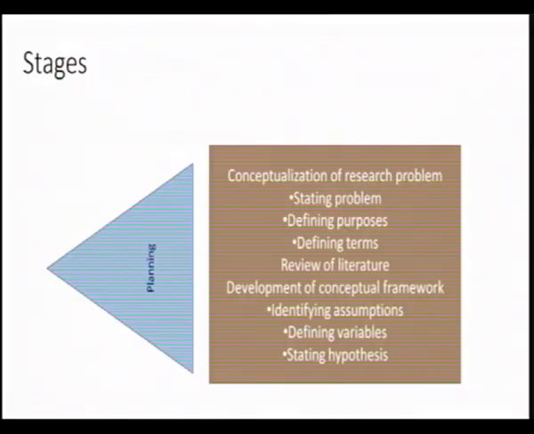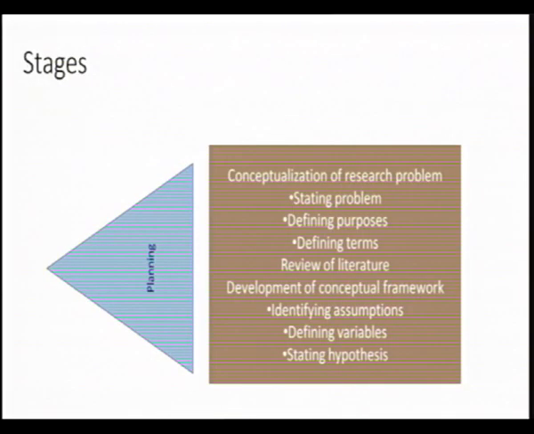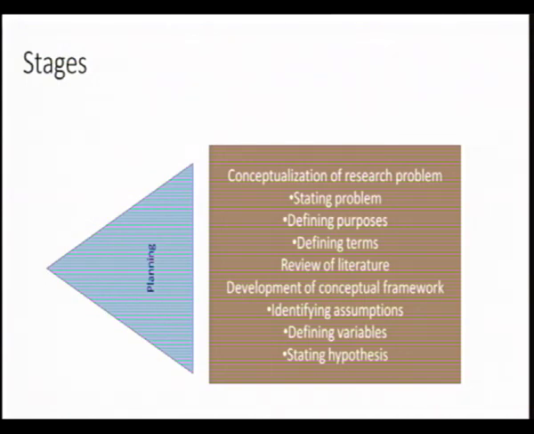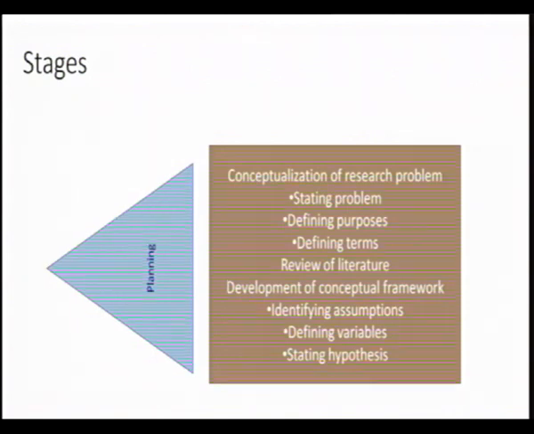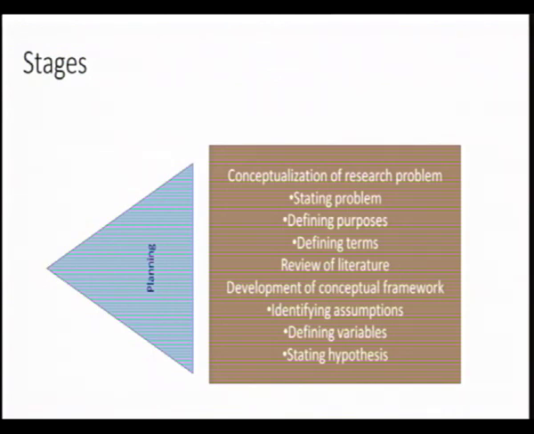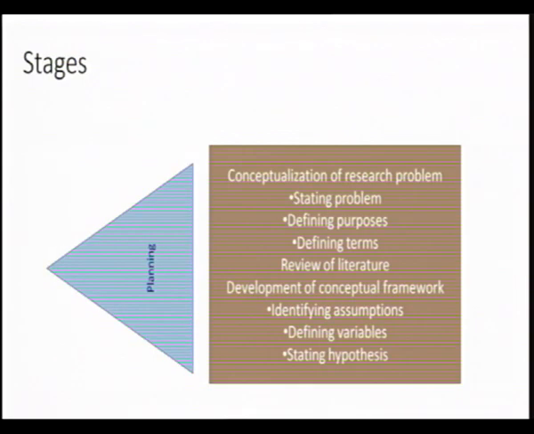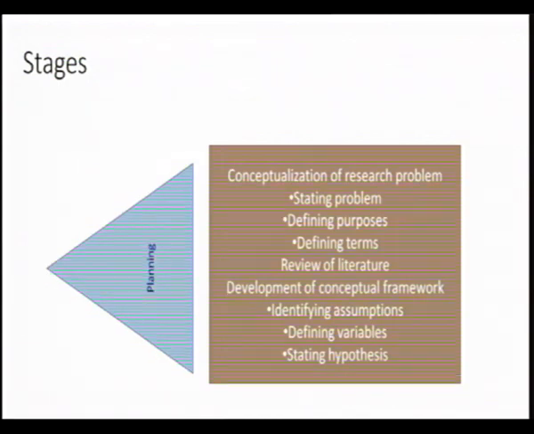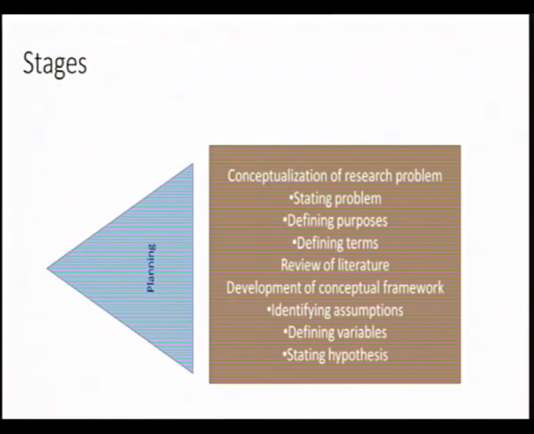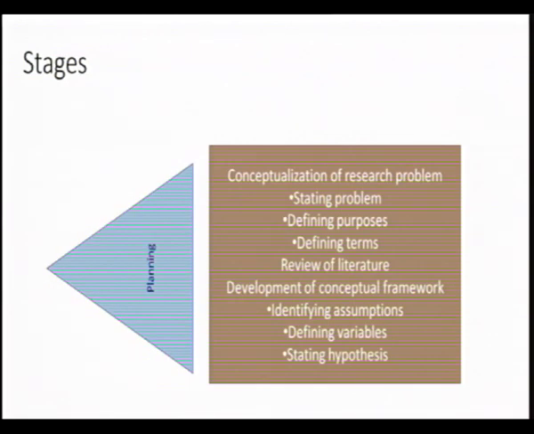So here we are talking about different stages. As I said earlier, there are 3 stages. The most important stage is the planning phase, where we start with the conceptualization of the research problem. This includes stating the problem, defining purposes, then defining the key terms. You identify key terms in the problem and you try to operationally define them in your work, and then comes the related review of literature, followed by development of conceptual framework, then identifying assumptions, defining variables and stating hypothesis.